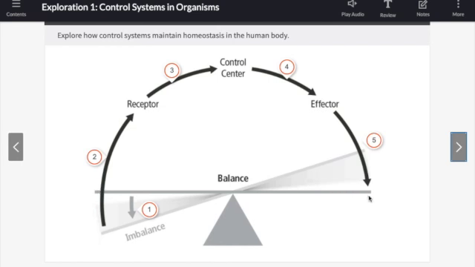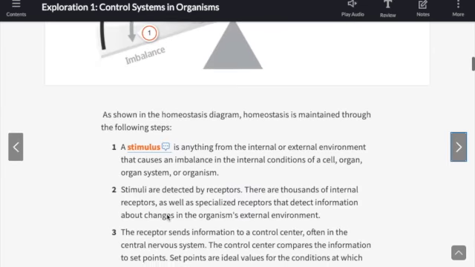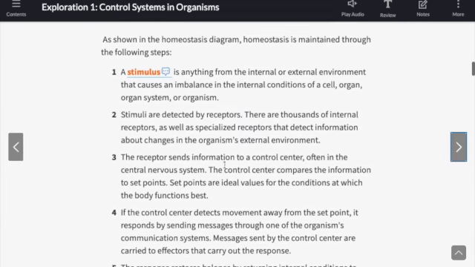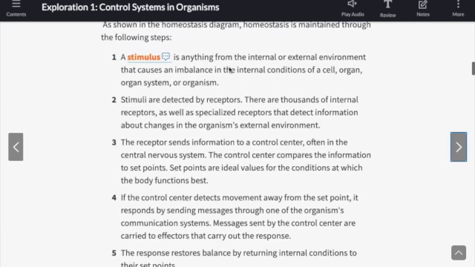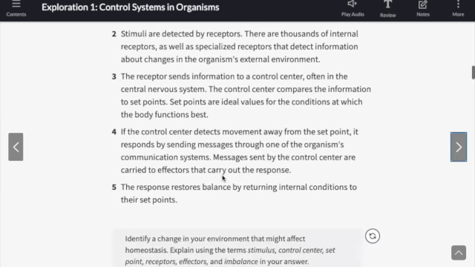Those things need to be in balance for organisms to work properly. And systems, control systems, exist to bring these things back into balance when necessary. Let's take a look at, first of all, some of the words that are important. A stimulus is something that causes a change or an imbalance. Receptors are what recognize stimuli.